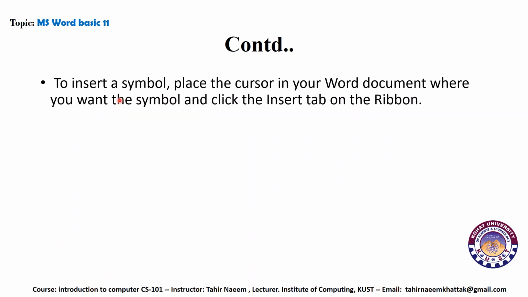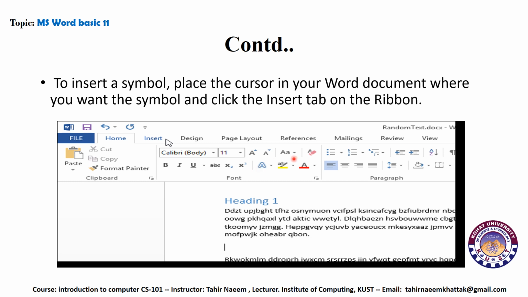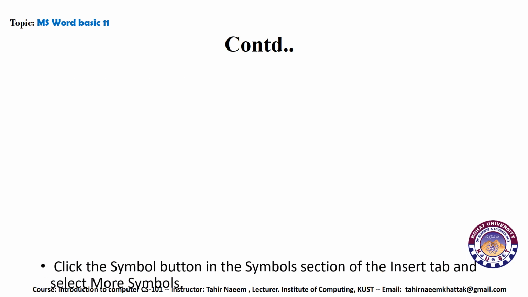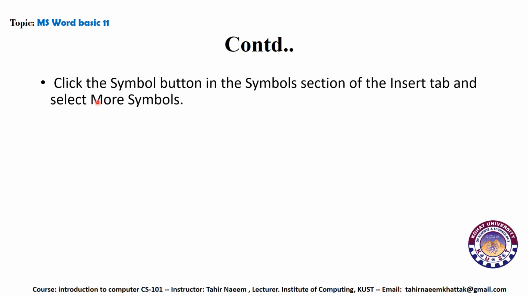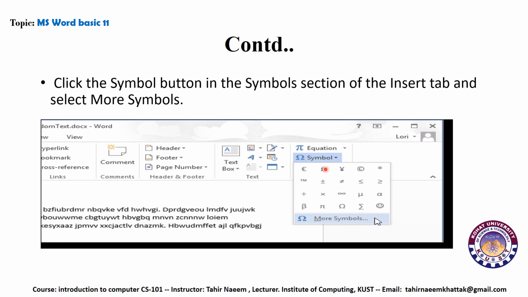To insert a symbol, place the cursor in the Word document where we want to insert the symbol, and then click the Insert tab on the ribbon. As you can see here, we want to place our symbol here. We must click here so that the symbol is inserted here. Then we will click on the Symbol button in the Symbol section of the Insert tab, and select More Symbols.